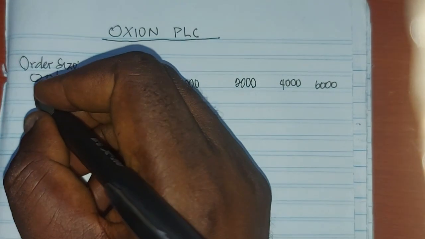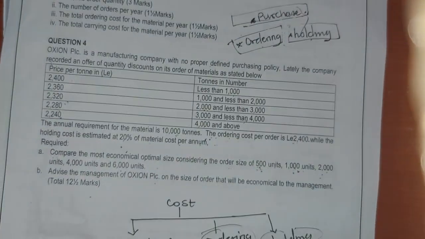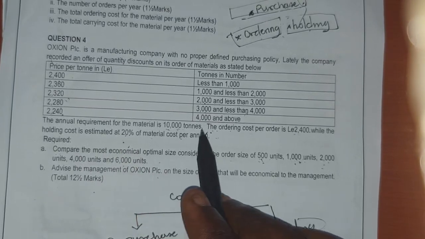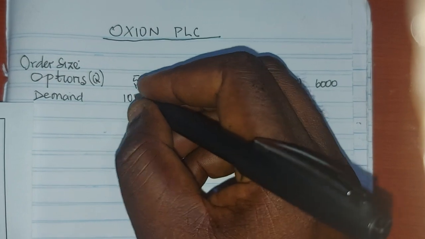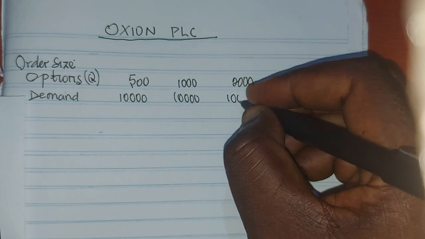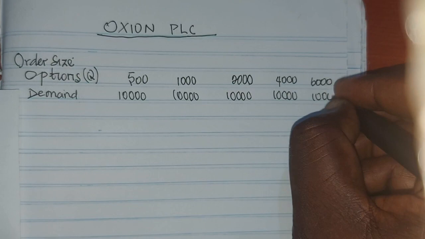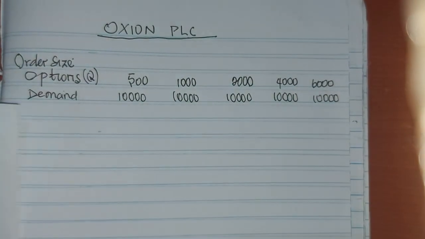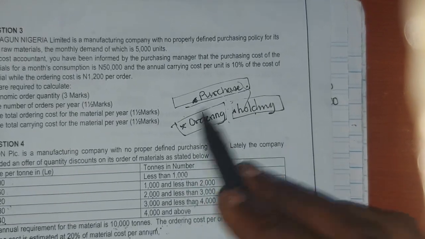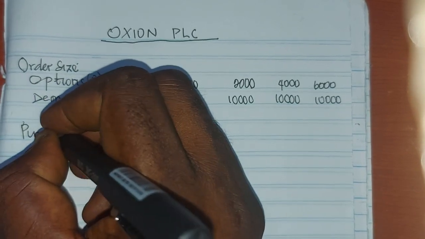And don't forget our annual demand. What is the annual demand? The annual requirement for the material is 10,000 tons. So you have been given that 10,000, and you show the annual demand. Then, like I said, you can start with any of these relevant costs. So let's start with purchase cost.